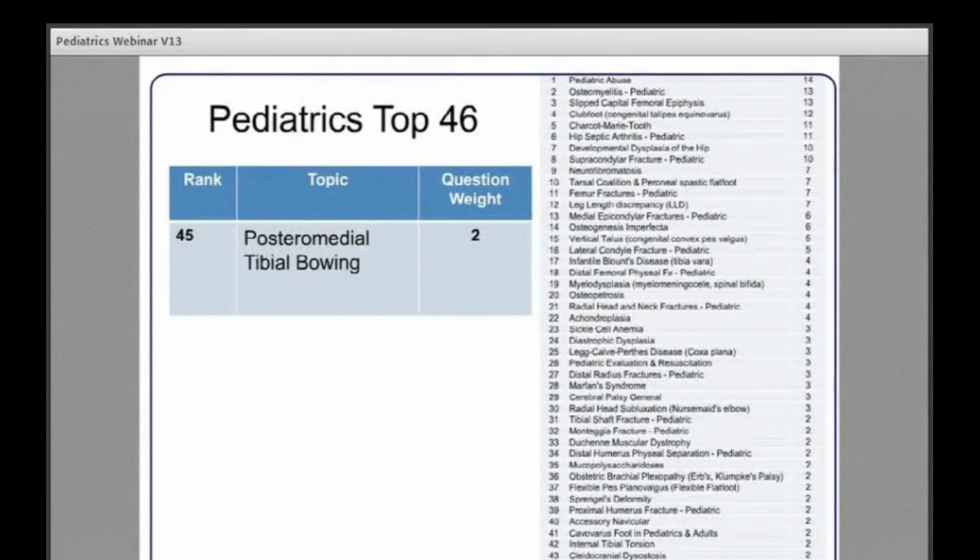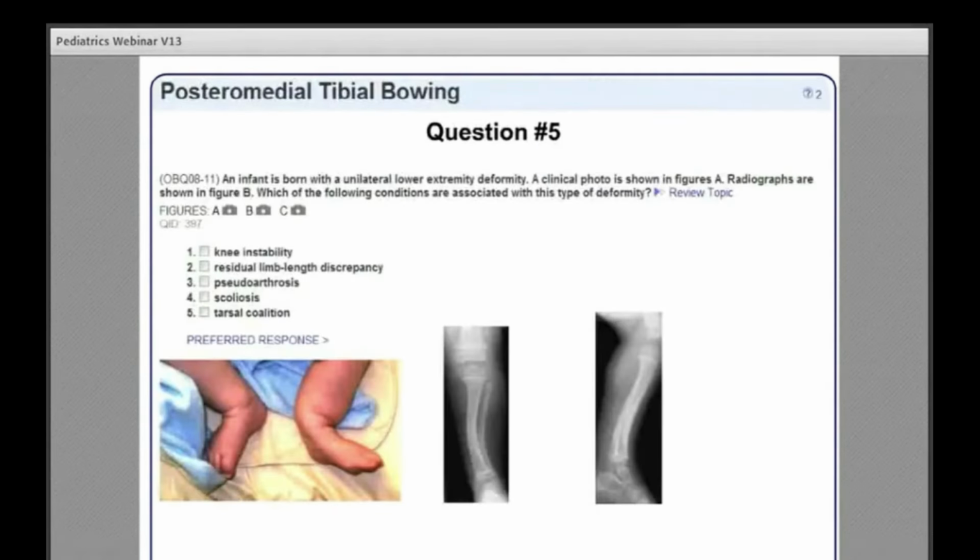Posterior medial bowing of the tibia. An infant is born with a unilateral lower extremity deformity. A clinical photo is shown in figure A. Radiographs are shown in figure B. Which of the following conditions are associated with this type of deformity?